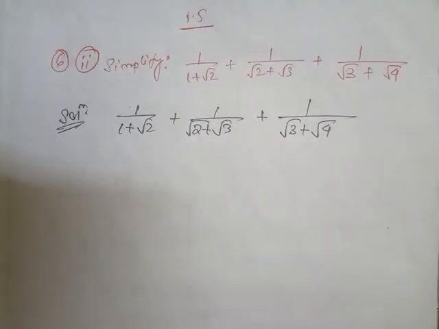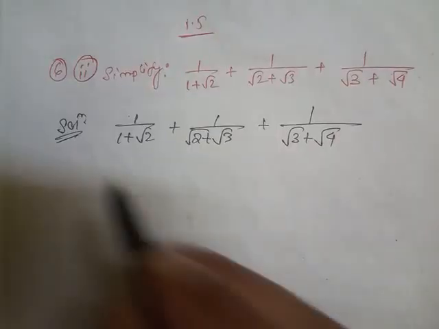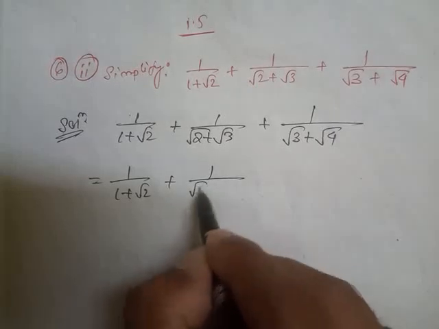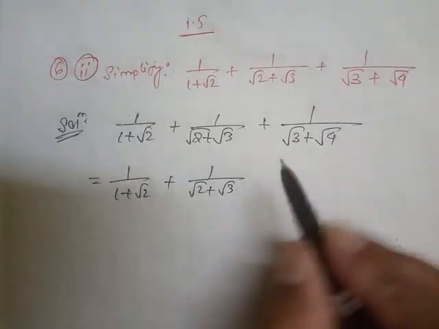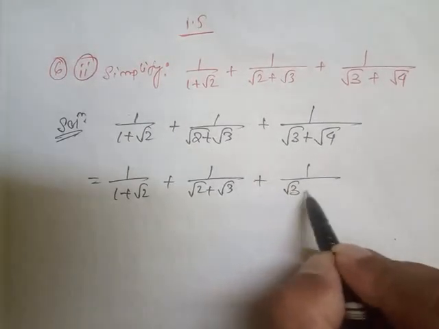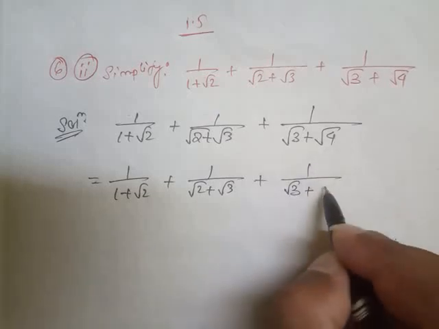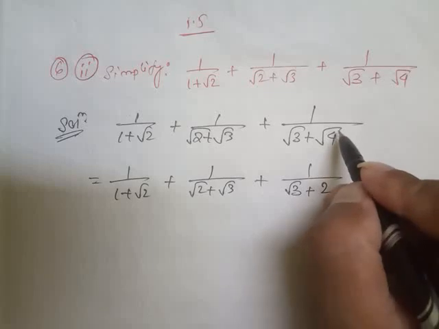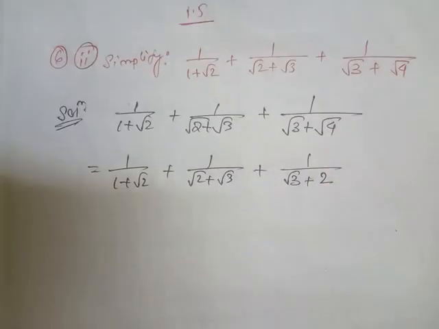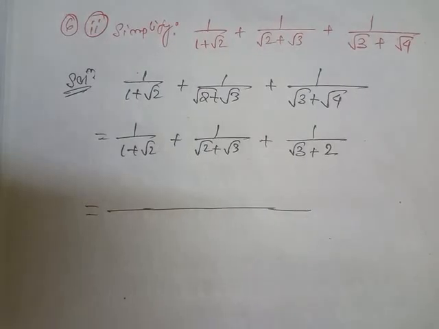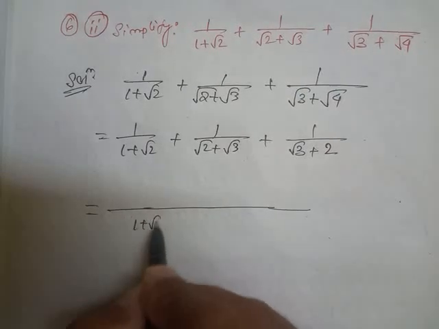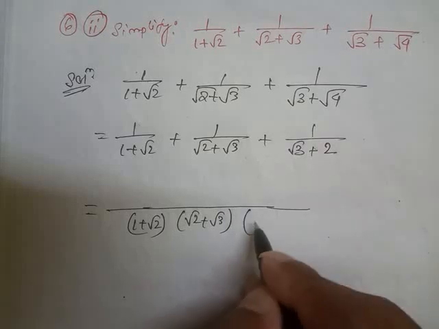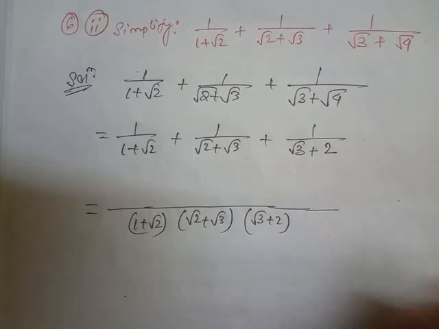Now students, look after that. Here I will write 1 plus √2, then 1/(√2 + √3), then 1/(√3 + √4). √4 is actually 2, meaning the square and square root cancel, so there is 2. Now: 1 plus √2, then √2 plus √3, then √3 plus 2.